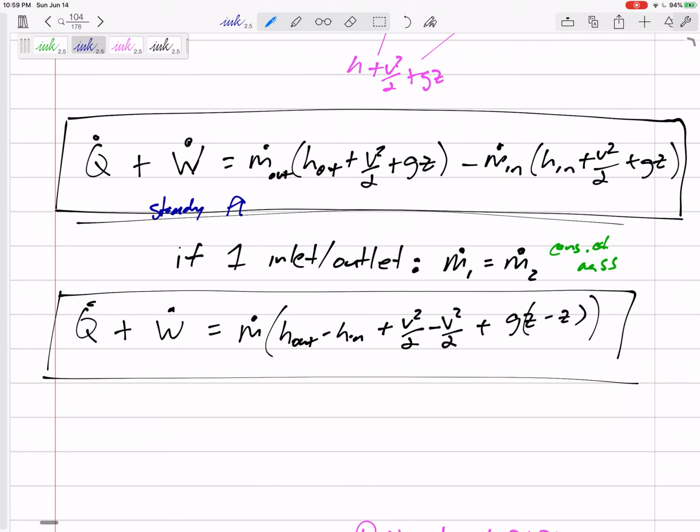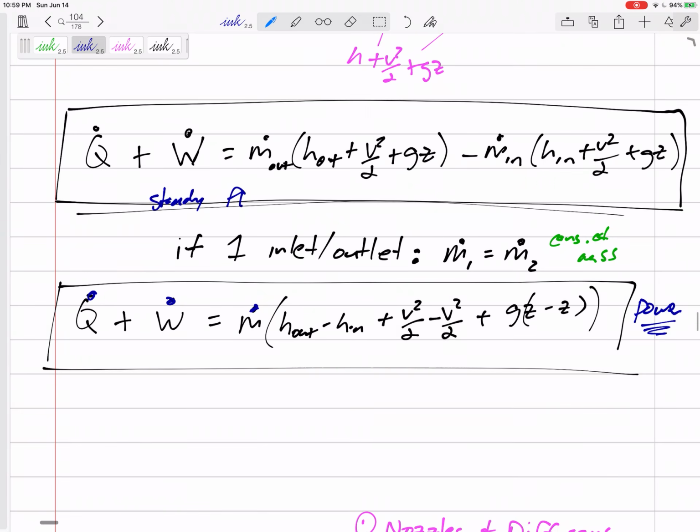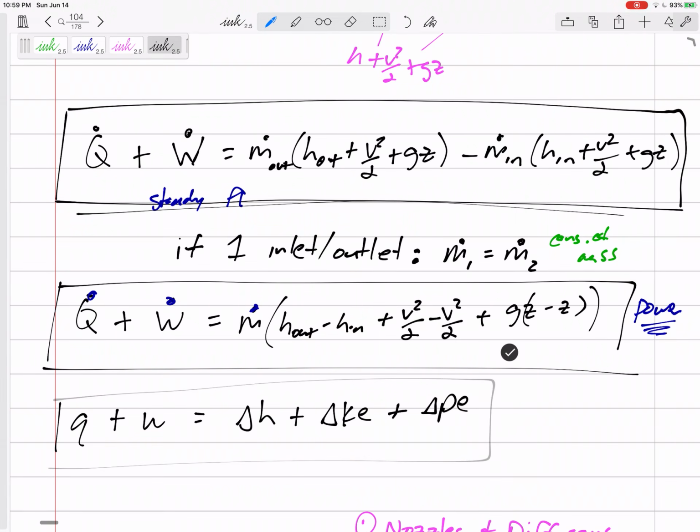This was power, right? Q dot, W dot. We had m dot. What about lowercase? What about specific? The difference between power and specific would just be, we get rid of this m dot. It would just be delta h, delta KE, delta PE. So here's another equation. This is the specific equation.